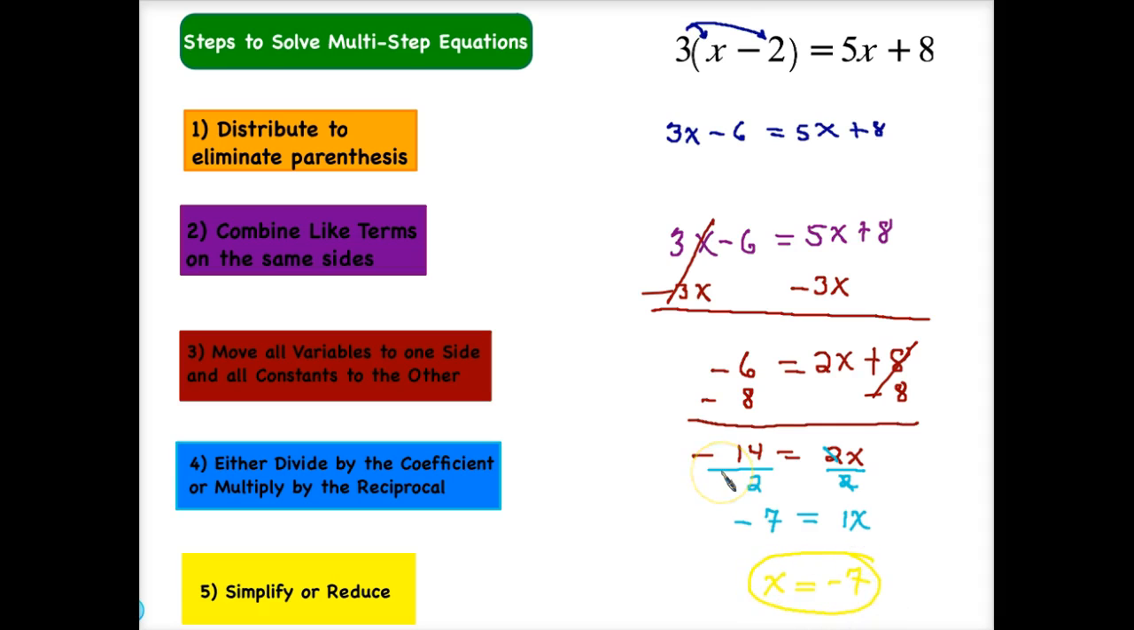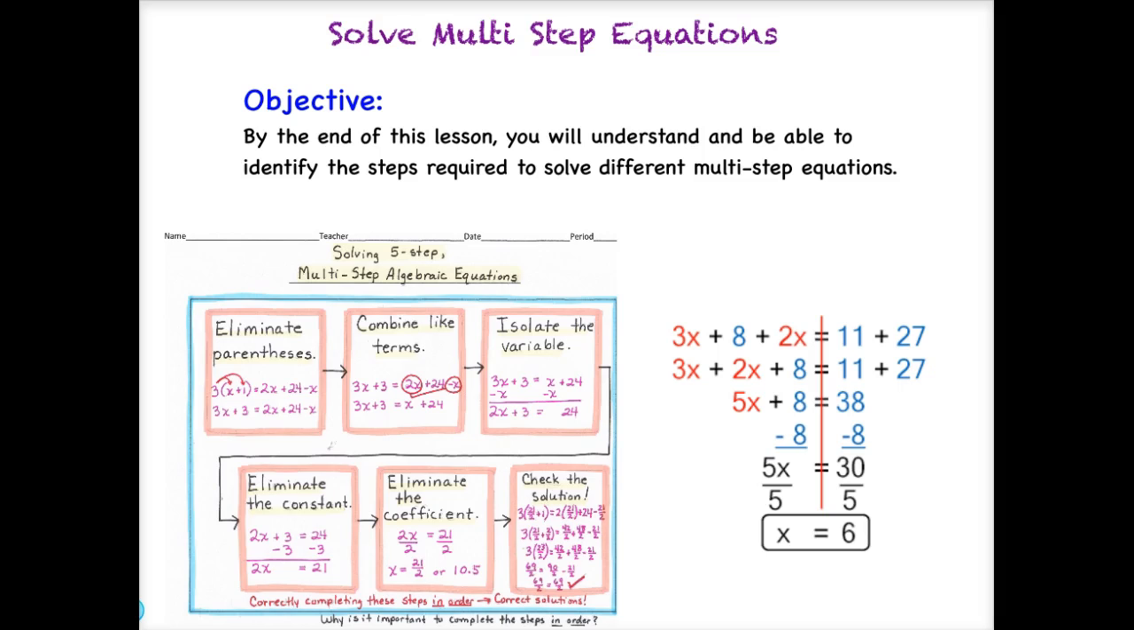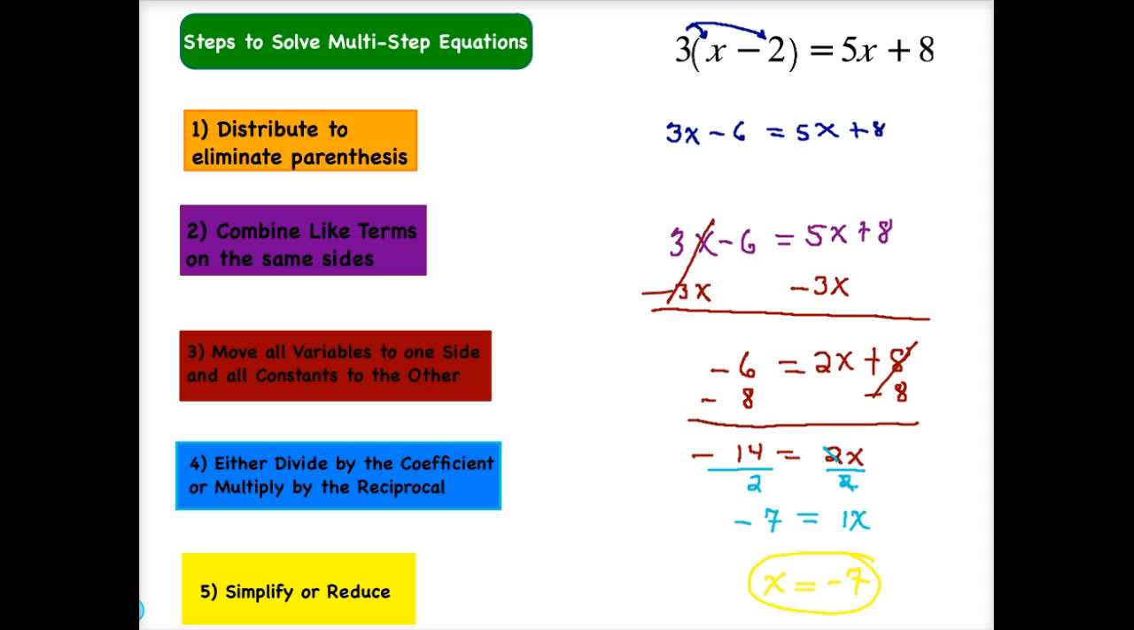If you'll notice back at the very beginning, on the very first slide, one of the final steps was to check the solution. If you want to know if you're correct, take the negative 7 and plug it back into the original problem and make sure that the left side and the right side are equivalent. That means they equal each other.